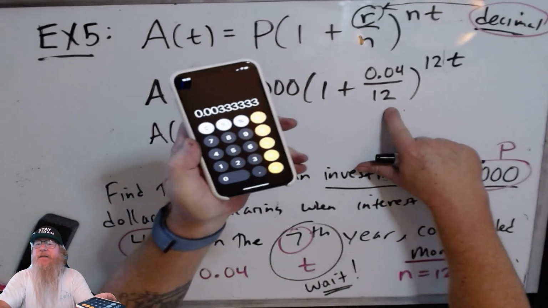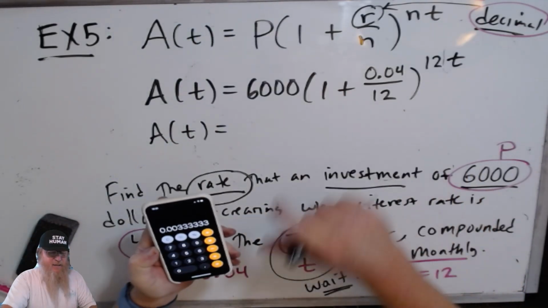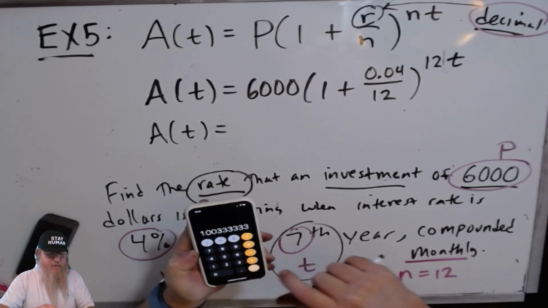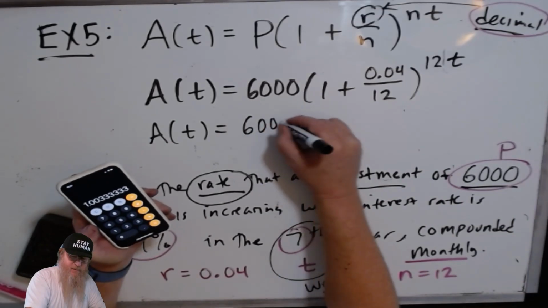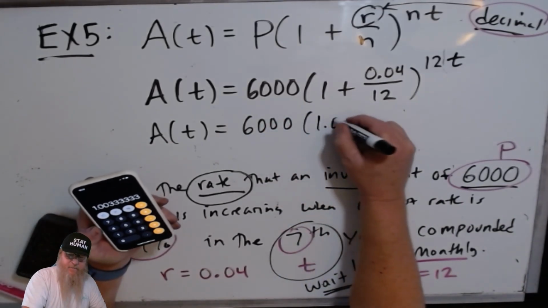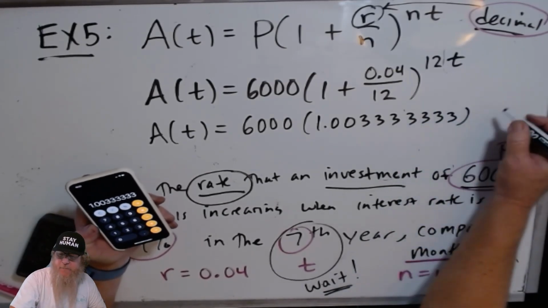So divide out the interest rate. Oh, that sucks when that happens. And then add 1. You're going to have this giant decimal on here. Just copy down as many 3s as you possibly can.